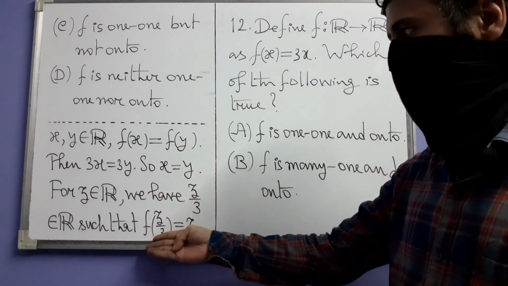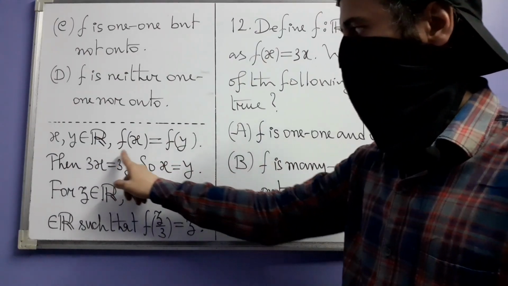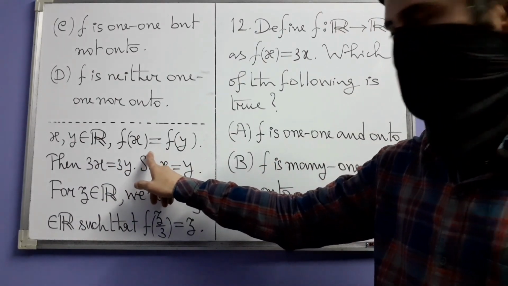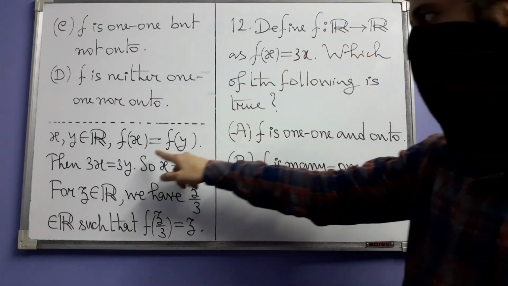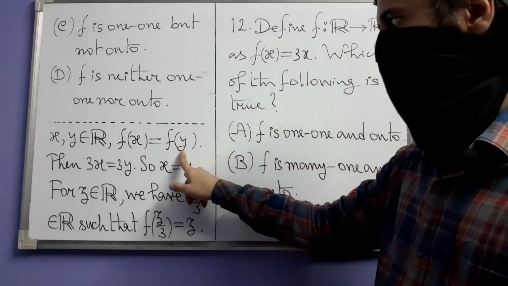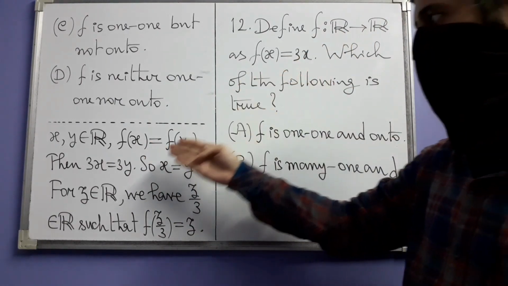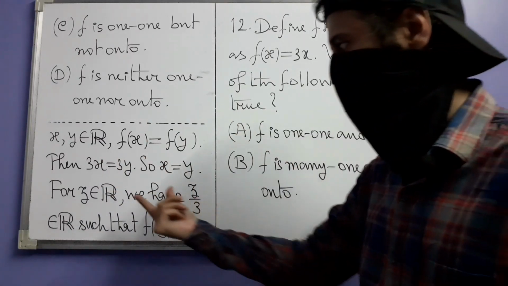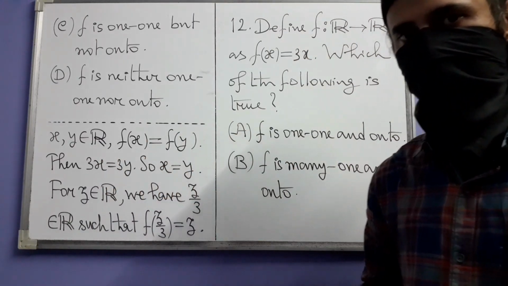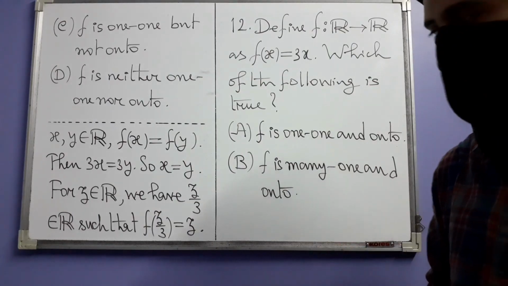The steps are available here. You start as you always start. You take any 2 points x and y in the domain for which the f values are equal. So with this f now, that means 3x is equal to 3y, and then you cancel 3 from both sides, obtaining x equal to y. So that gives you 1-1ness.